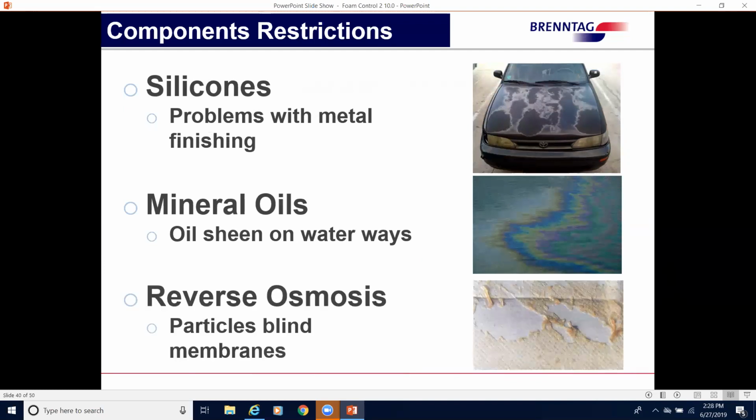And the last one here is, if you have an RO system, you'll want to ensure that you're feeding defoamers that don't have particles, as they can actually blind the membranes in the RO, causing issues down the road. For RO systems, there are defoamers that do not contain particles, so you want to keep that in mind, and just make sure that you're using one of those if there's an RO system at the facility.